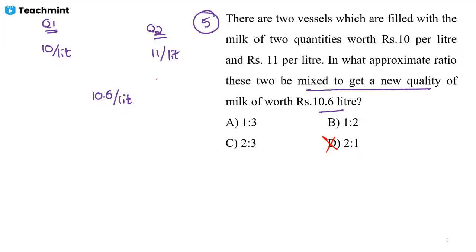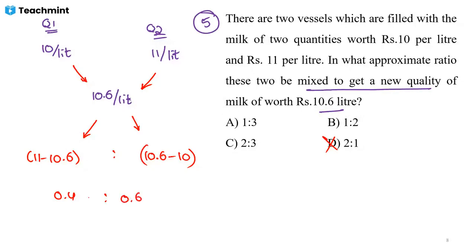See, this difference you put on the opposite side, and the difference should always be positive: higher value minus lower value. 10.6 is close to 11, so we should take more from the right side. Simple logic is that. This is 2, this is 3, so we can say 2 is to 3. Very good, 2 is to 3.